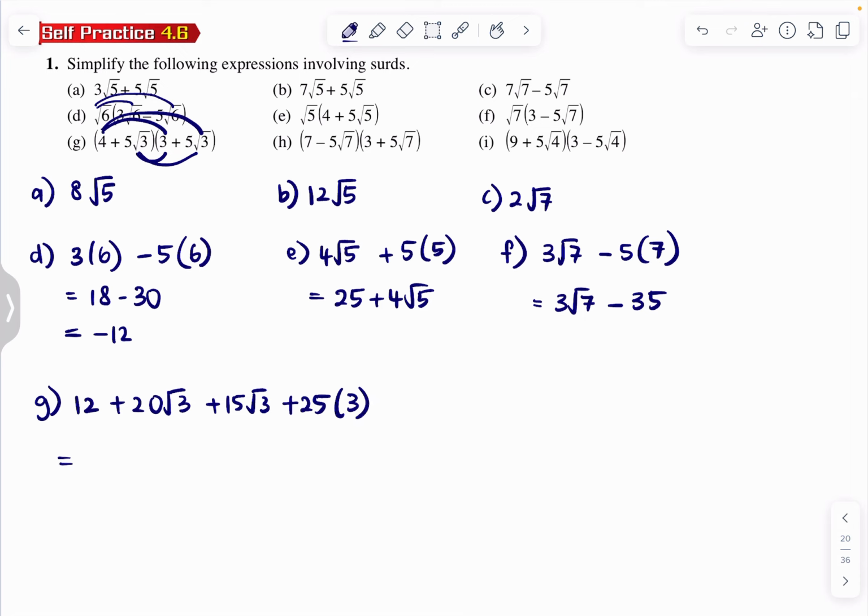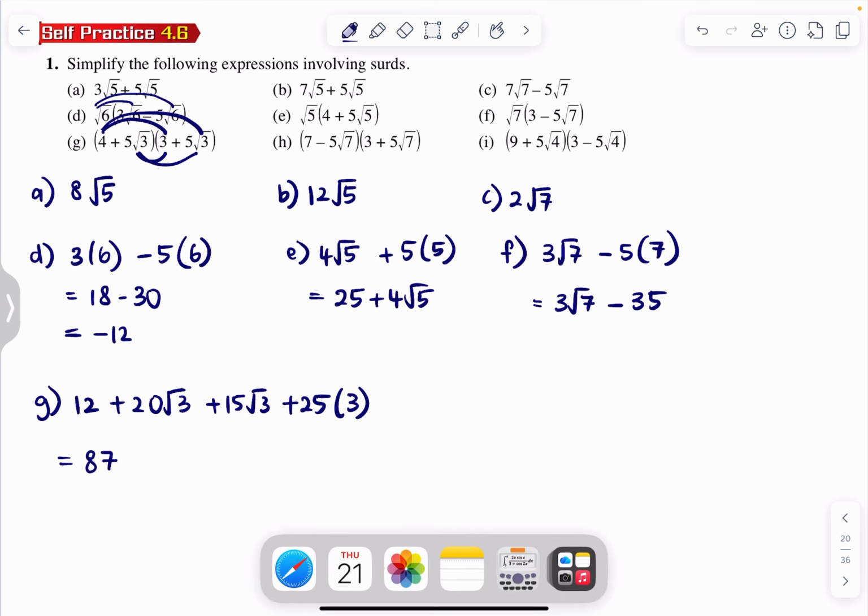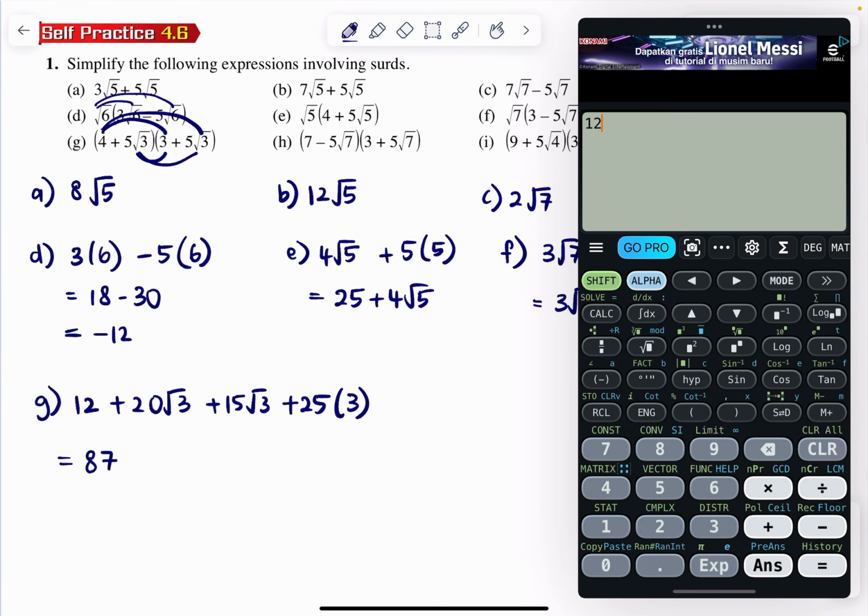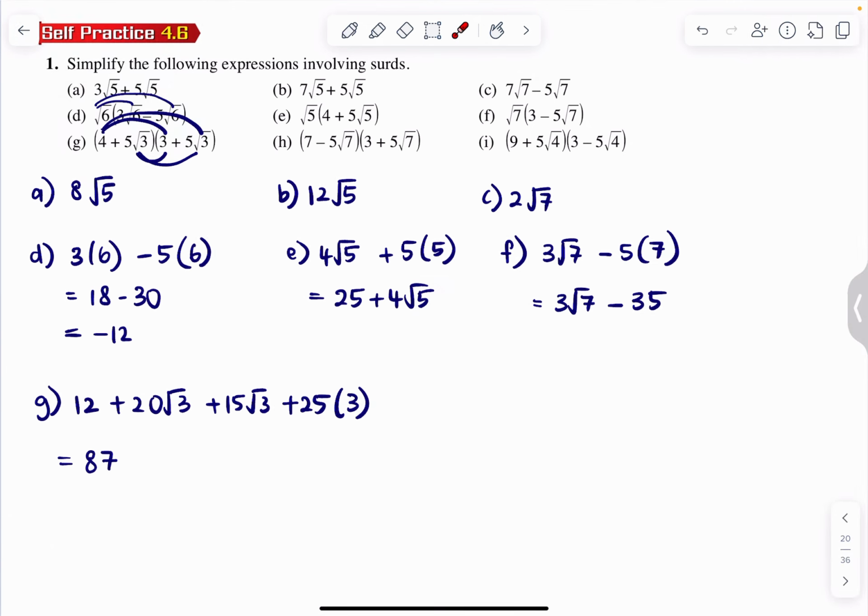So this one we can put in the calculator, but mentally also can. 12, this will be 75. So 12 plus 75 is 87. Okay, I just show you lah. 12 plus 25 times 3, 87. And then the other one is 20 surd 3, 15 surd 3. So this is 20 oranges, 15 oranges. So we get 35 oranges. Done.